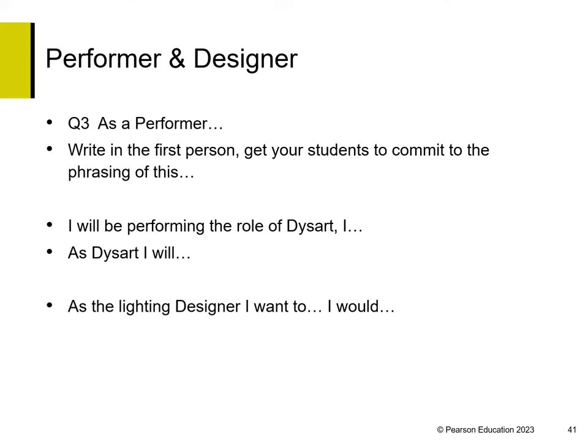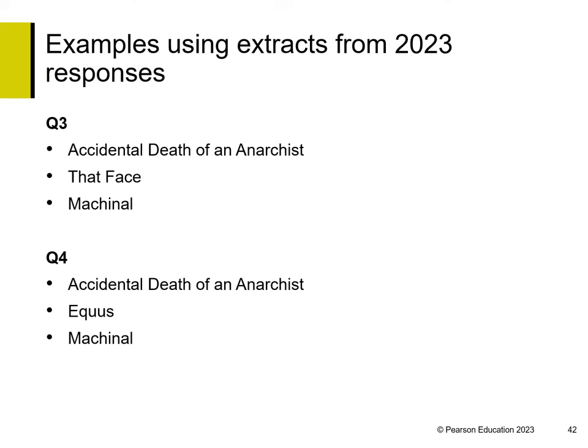Question 3, of course, is always as a performer. We cannot emphasise enough that they are writing as that performer. So they're writing in the first person. Get your students to commit to the phrasing of this. I will be performing the role of Dysart, I will, or as Dysart, I will. And similarly, as a lighting designer, I want to do this with the lights, I would do that with the lights, so that they're really demonstrating that they understand the demands as a performer and the demands. So ironically, they're putting themselves in the role of a designer as well as a performer.